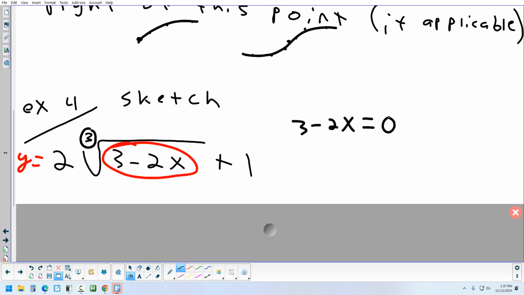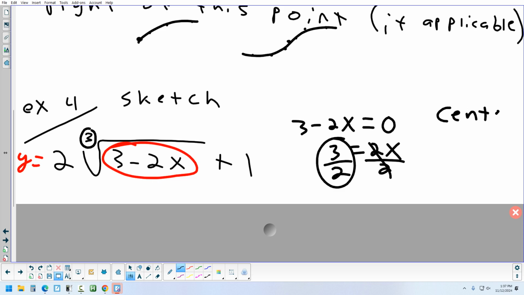Yeah, you could minus 3, or if you add the 2x, then it makes everything positive. Then we don't have to deal with any negatives. So you could add the 2x, or you could minus the 3. And then what would be your last step? Divide by 2. So that is the new x value for my center.